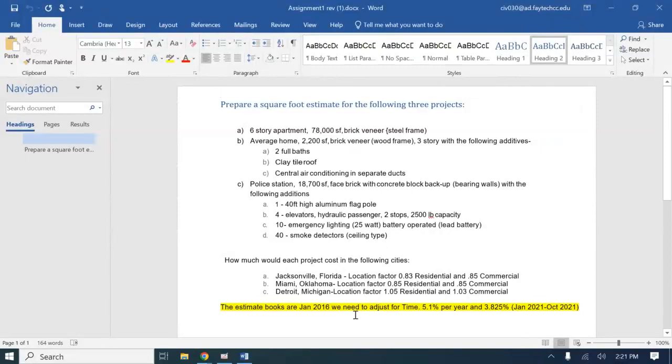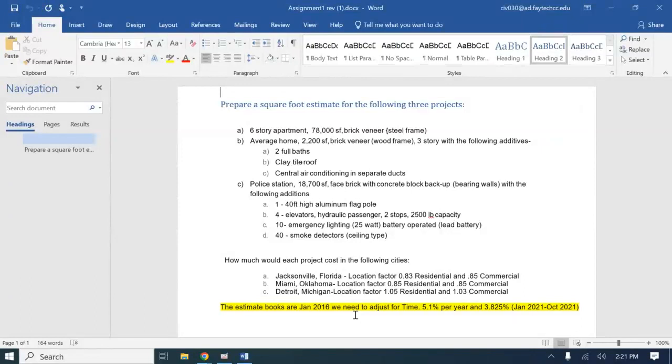So just to keep us all on the same track, the book we're using, RSMeans, was from 2016. To bring it up from a couple of years ago, we're going to do 2016 to January 2021. So that would be 5 years at 5.1%. And then for the last 3/4 of the year, you'll do an extra 3.825.